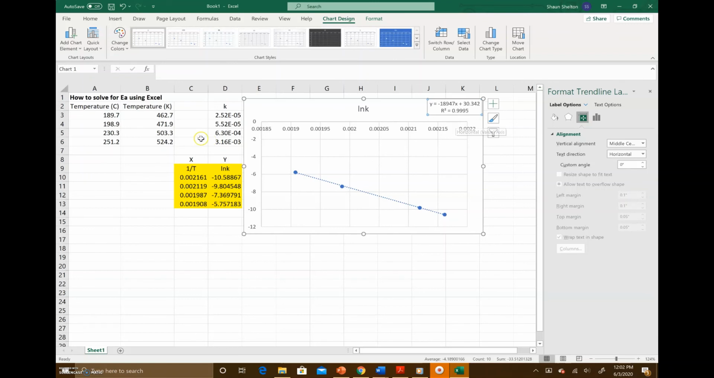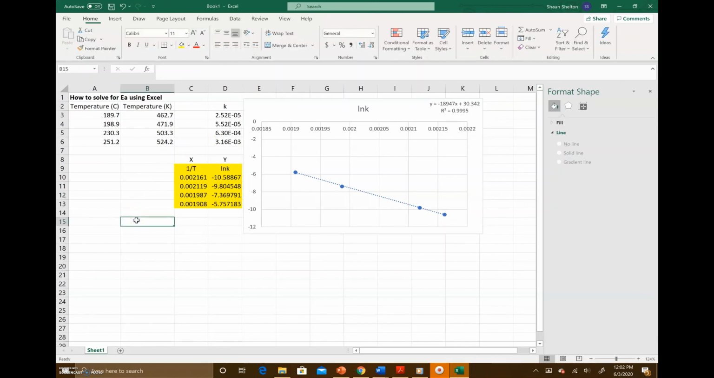Now, what we need to do is figure out the slope. The slope in this equation is negative 18,947. So that's what we get from the linear regression equation there. Now remember, R was 8.314, so we need to know that. That's part of the calculation. Now, to solve for activation energy, we're going to have to do negative m times R.